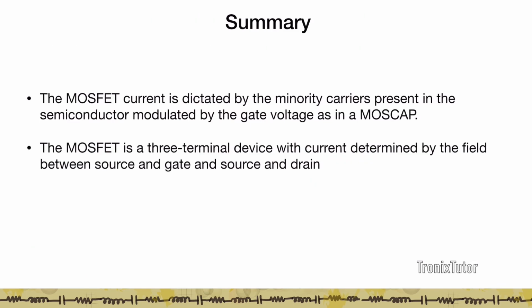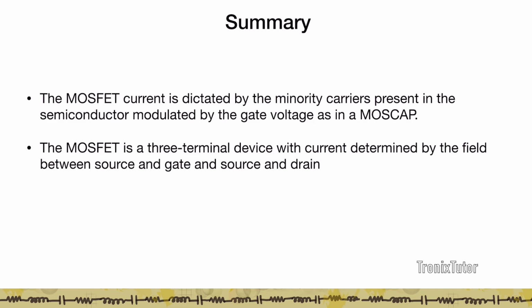So to recall, a MOSFET current is dictated by the minority carriers present in the semiconductor and which is modulated by the gate voltage. So always remember that for the MOS cap, you need to first bias the MOS cap in inversion and create the inversion layer. Once that inversion layer is created, you can then use that layer to get a current to flow in the MOSFET. And finally, the MOSFET is a three-terminal device where the current is determined by the field between the source and gate and the source and drain.